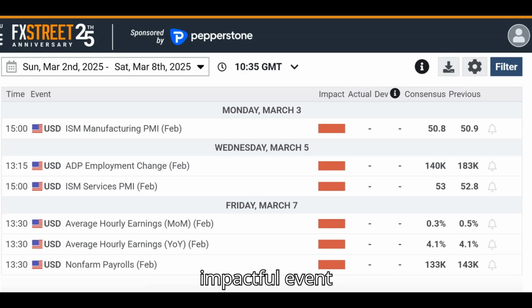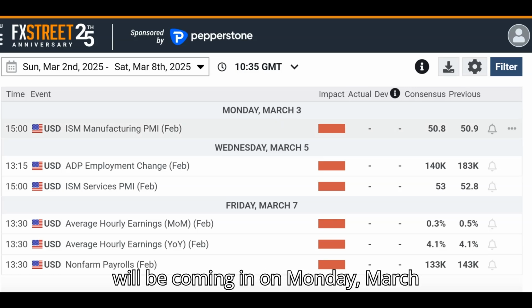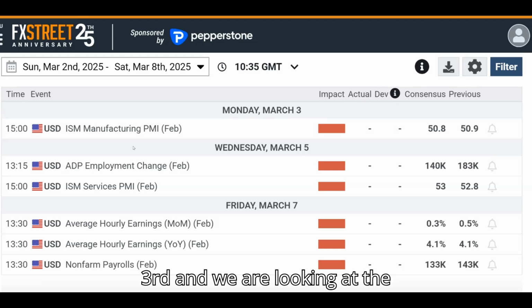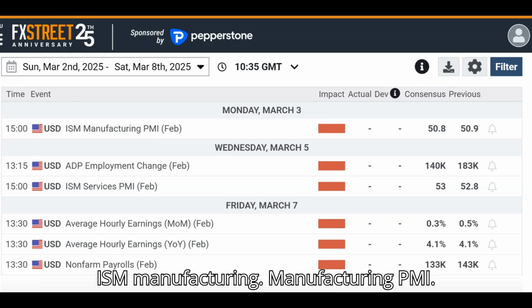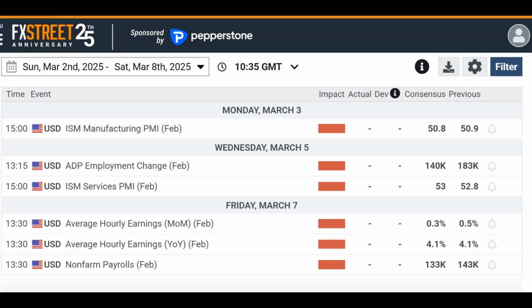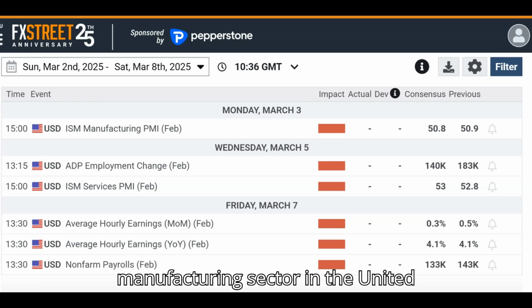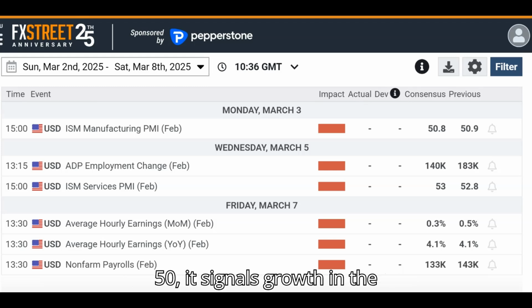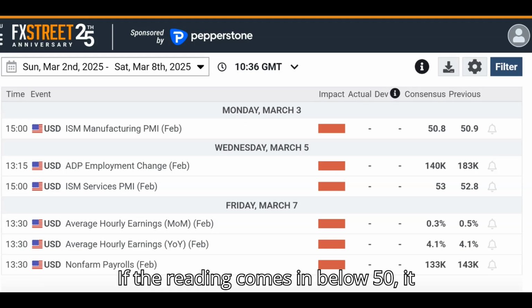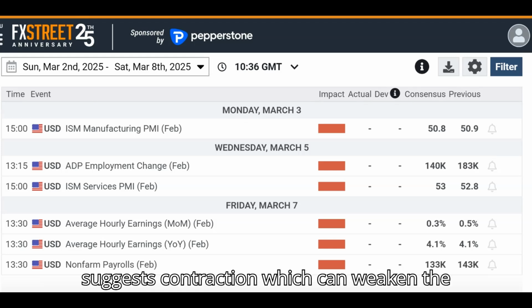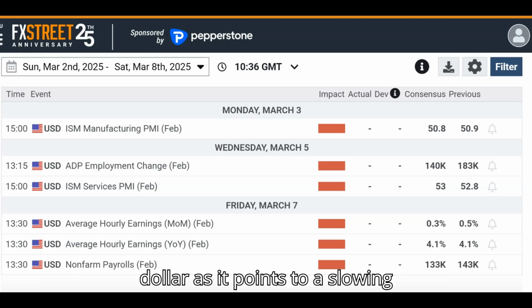Now, the first impactful event will be coming in on Monday, March 3rd, and we are looking at the ISM manufacturing PMI. This data measures the health of the manufacturing sector in the United States, and when the PMI is above 50, it signals growth in the manufacturing sector, which is positive for the US dollar. And if the reading comes in below 50, it suggests contraction, which can weaken the dollar as it points to a slowing economy.